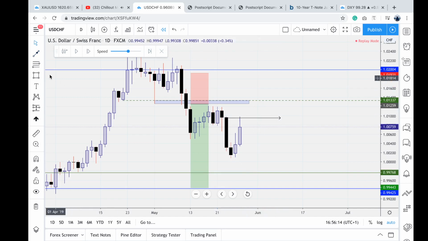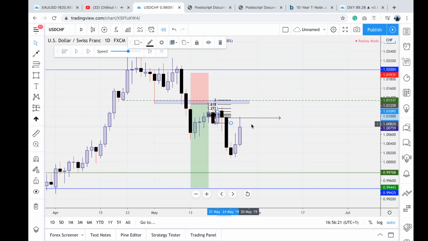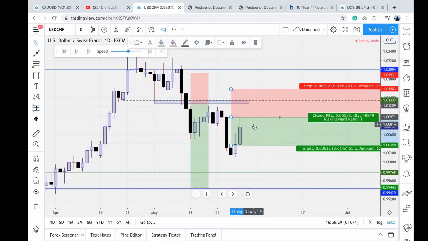So you look at this level. This is the 50% of this daily order block. Daily order block, 50%. So move to this level. That would be a very good level to short the market from, and we can add an extra entry from around that level.